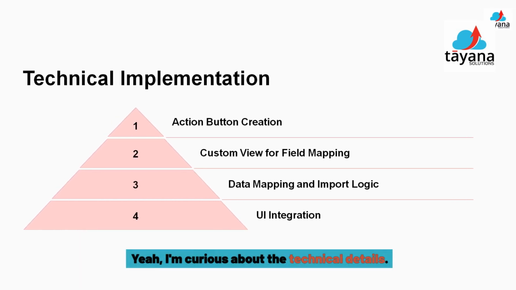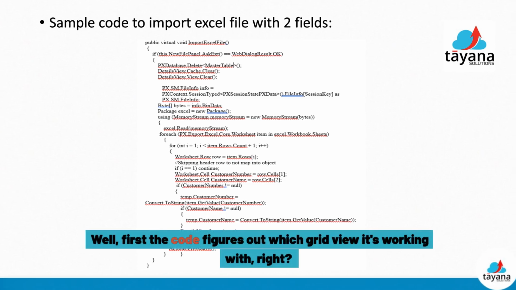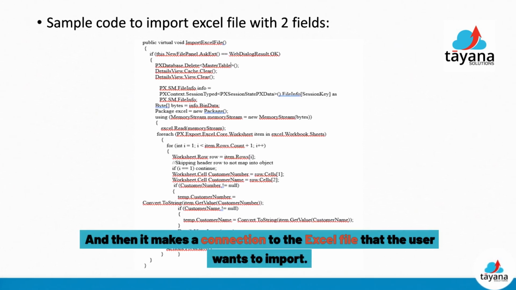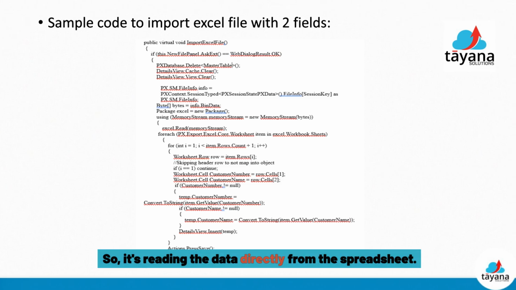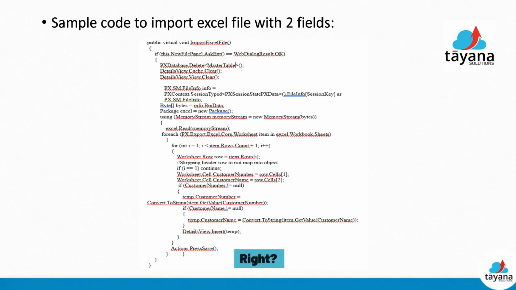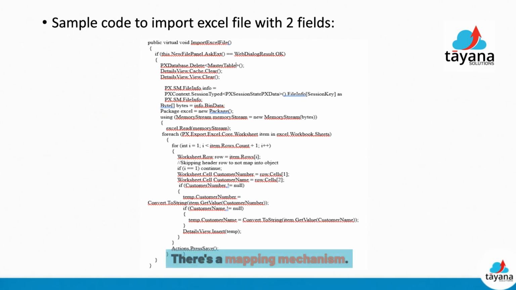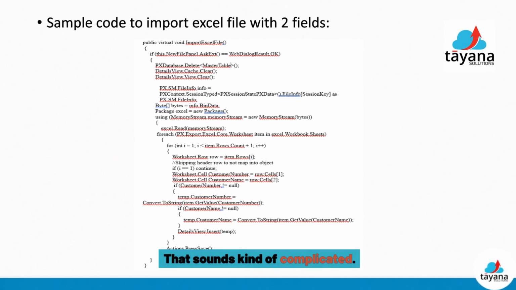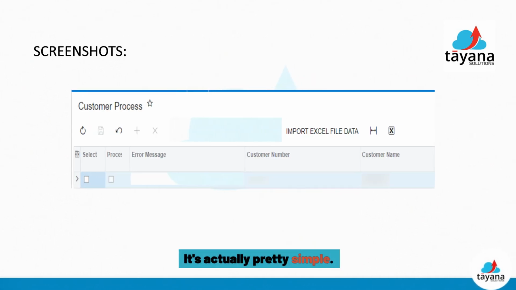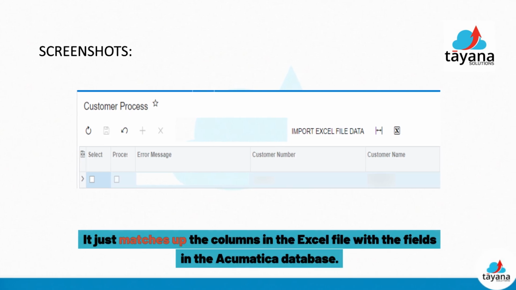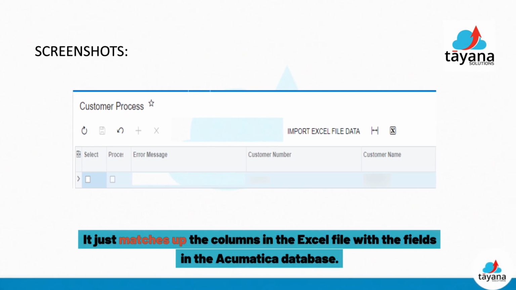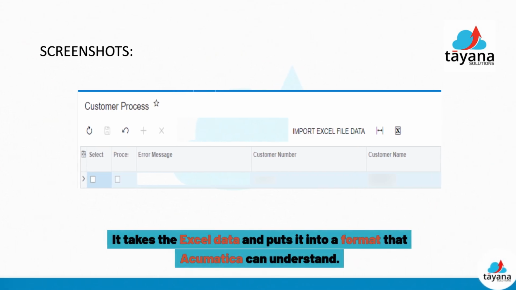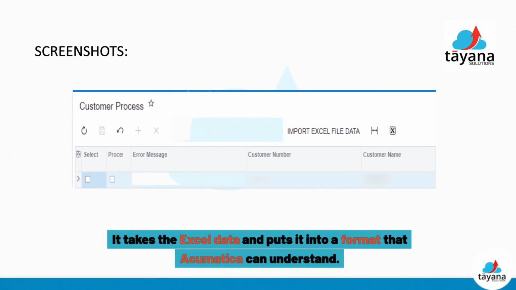Okay, so now let's look at how this custom action button actually works. Yeah, I'm curious about the technical details. Well, first the code figures out which grid view it's working with, and then it makes a connection to the Excel file that the user wants to import. So it's reading the data directly from the spreadsheet. Right. And here's the really clever part. There's a mapping mechanism. That sounds kind of complicated. It's actually pretty simple. It just matches up the columns in the Excel file with the fields in the Acumatica database. Oh, I see. So it's like a translator. Yeah. It takes the Excel data and puts it into a format that Acumatica can understand.